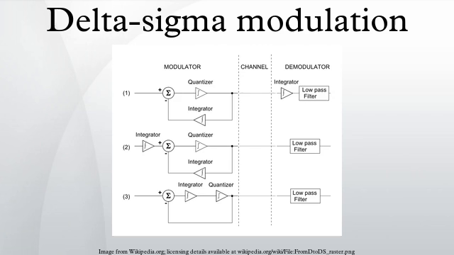Delta-sigma modulation is a digital signal processing, or DSP, method for encoding analog signals into digital signals as found in an ADC. It is also used to transfer higher-resolution digital signals into lower-resolution digital signals as part of the process to convert digital signals into analog.